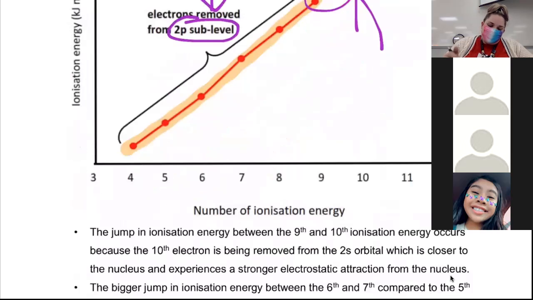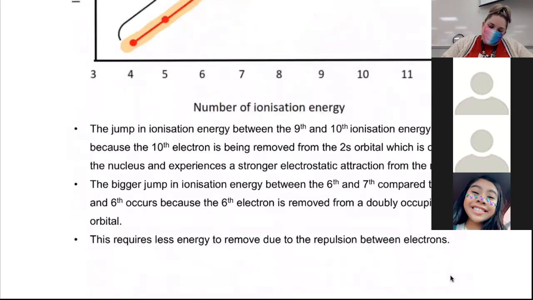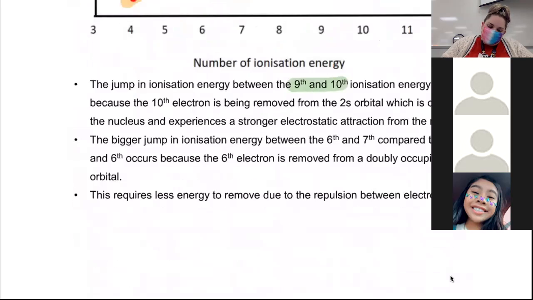And that's what it says down here: between the 9th and 10th, it occurs because the 10th electron is from the 2s orbital and it's closer to the nucleus. So it's got a stronger attraction from that nucleus and it requires more energy to remove it, okay?